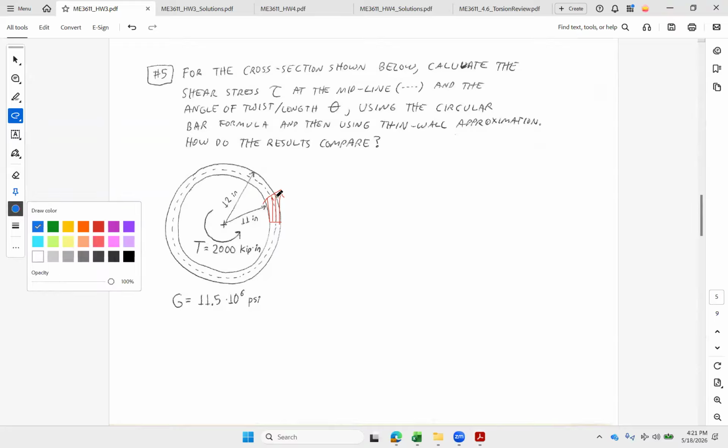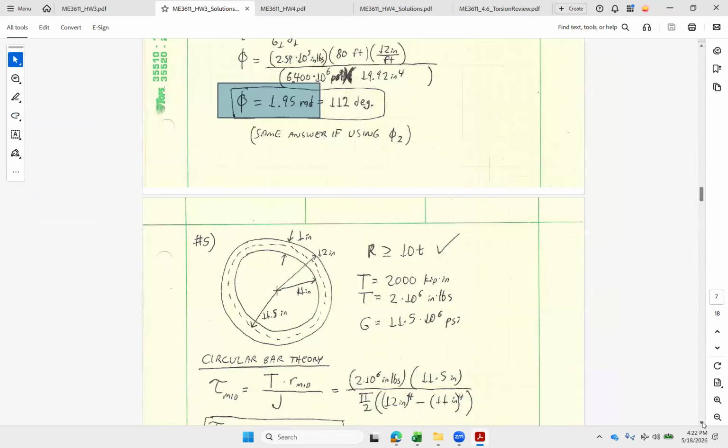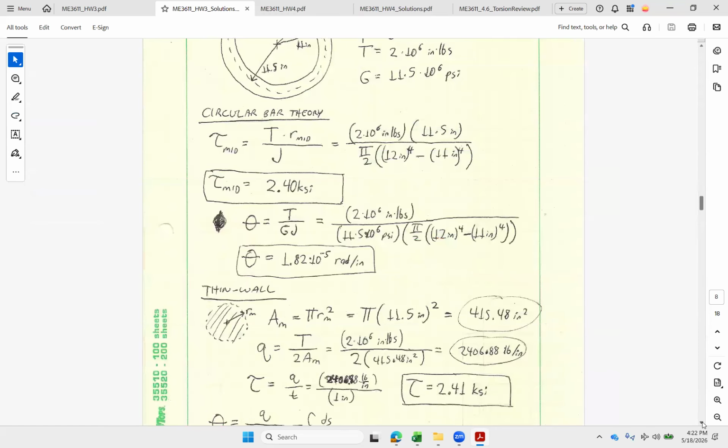So that's what our circular theory looks like. We're going to take the middle number for that, and we'll compare that with the thin wall torsion, which, remember, we just assume is a flat distribution across that narrow thickness. So we'll compare the midline of this one with the constant value for that. We'll see how close they come out. So circular bar theory, if I put it in at 11.5, I get 2.40 KSI, and I get 1.82, or 18 microradians per inch, for the twist per length.